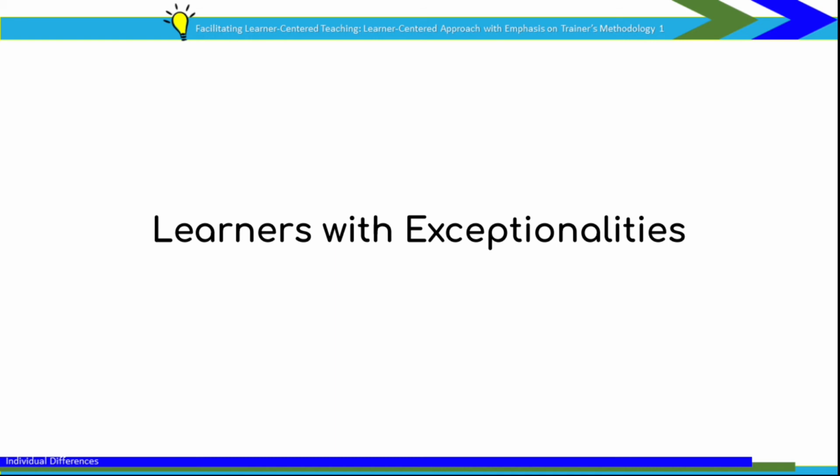We commonly refer to the learners with exceptionalities as persons who are different in some way from the normal or average. The term exceptional learners includes those with special needs related to cognitive abilities, behavior, social functioning, physical and sensory impairments, emotional disturbances, and giftedness.